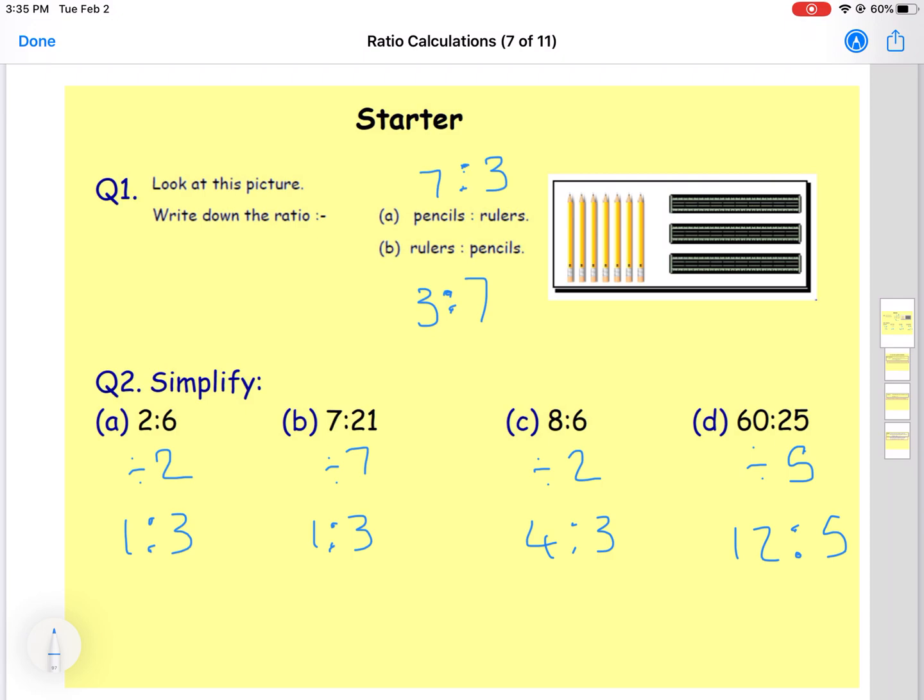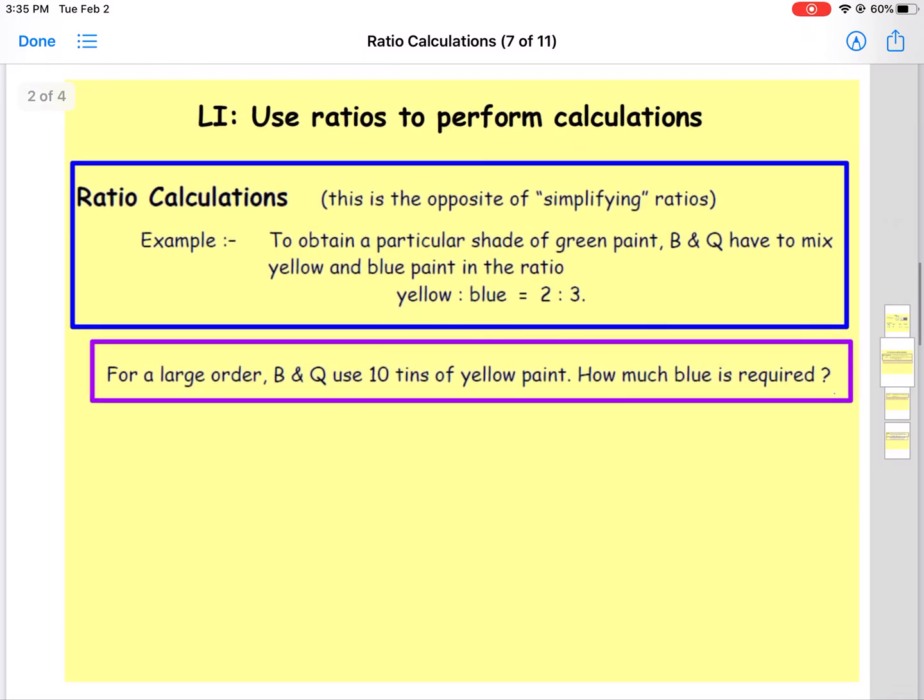Okay, hopefully you remembered that from the start of the week. Now we're moving on to look at problems with ratios. So that's the learning intention, using ratios to perform some calculations and solve problems. So in this example here, we have got that a B&Q mix, other hardware stores are available. They want to mix green paint in a ratio of yellow to blue with a ratio of 2 to 3. Now that tells me there's 2 parts yellow and 3 parts blue.